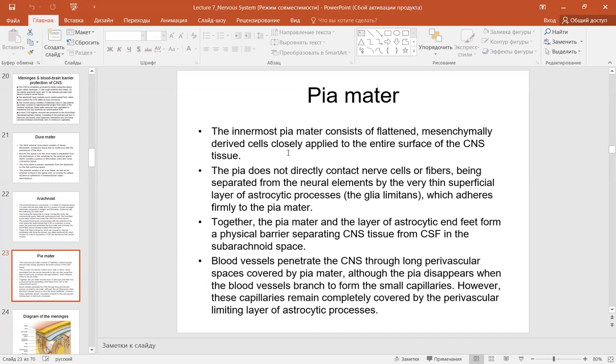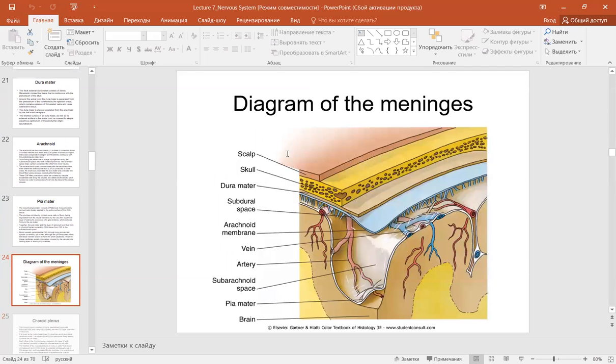Blood vessels penetrate the central nervous system through long perivascular spaces covered by pia mater, although the pia disappears when the blood vessels branch to form the small capillaries. However, these capillaries remain completely covered or enveloped by the perivascular limiting layer of astrocytic processes.